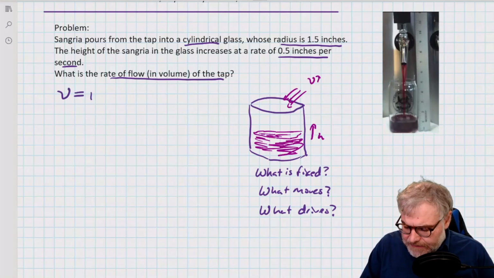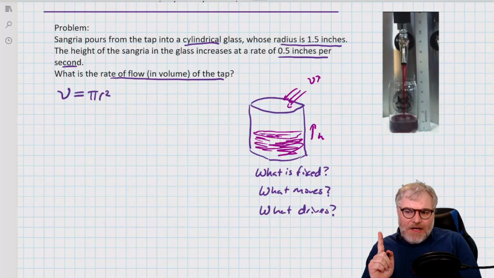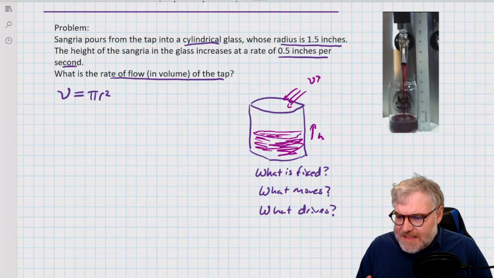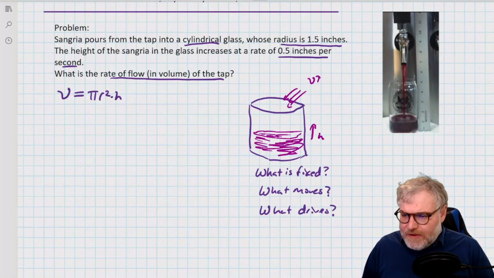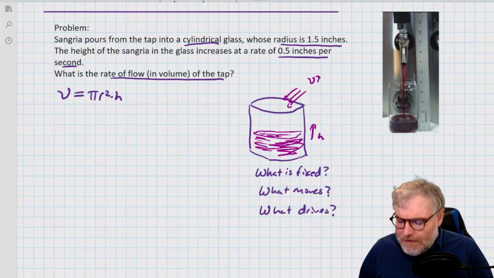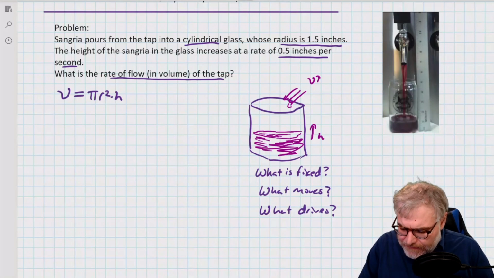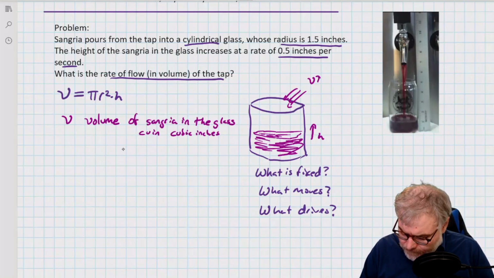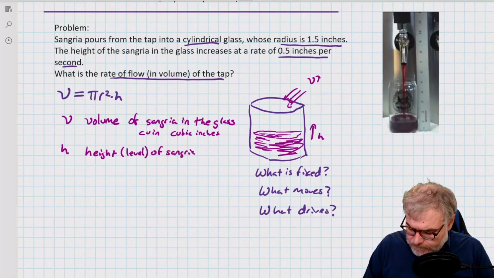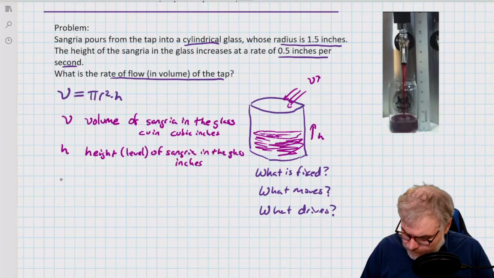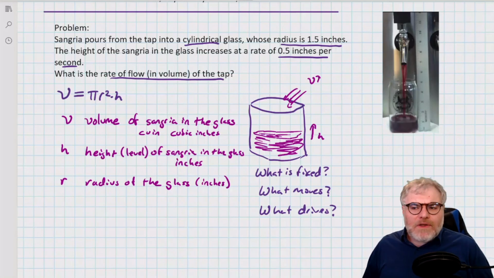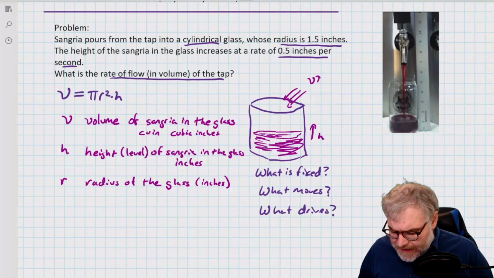equals pi r squared. So that's the area of the circle on the bottom and the top. And then I'm going to take that area and multiply it by the height. And that gives me the volume of a cylinder. Now I've got some variables here. I've got the volume of the sangria in the glass. Okay, so from the relationship that I immediately identified, I've got these variables going on, right?